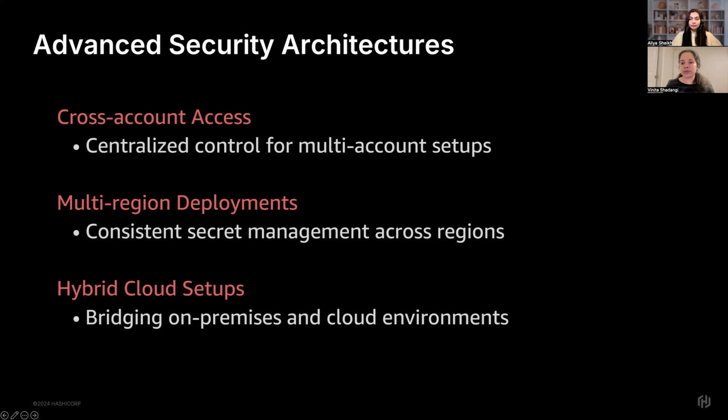The second scenario is multi-region deployment. For organizations operating in multiple AWS regions, Vault ensures consistent secret management across all the regions. This is crucial for maintaining security standards and simplifying operations in globally distributed systems. The third and the final scenario is hybrid cloud setups. Many organizations operate in both on-prem and cloud environments. Vault bridges this gap, providing a single tool for secrets management across your entire infrastructure, regardless of where it's hosted.